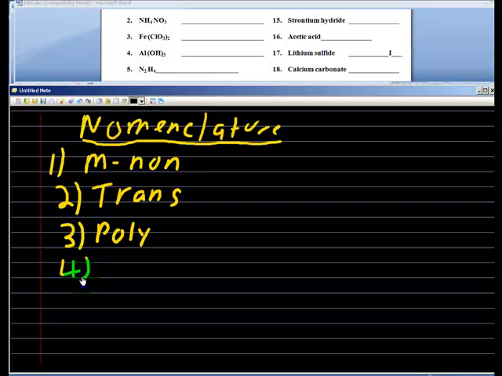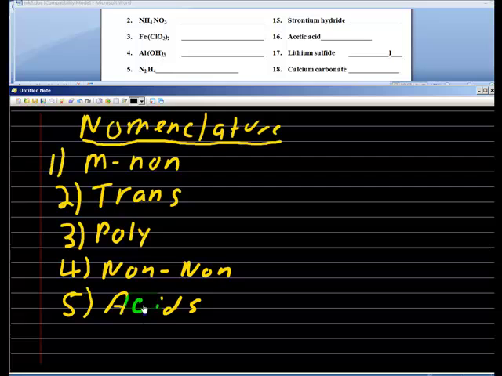The fourth type is when there is a nonmetal bonded to a nonmetal. An example of that is when carbon, which is a nonmetal, is bonded to an oxygen, which is a nonmetal. When that happens, there are other rules that are involved. Finally, group 5 is the naming of acids. And so what we want to do right now is take a look at examples of how to name compounds from these 5 different categories.